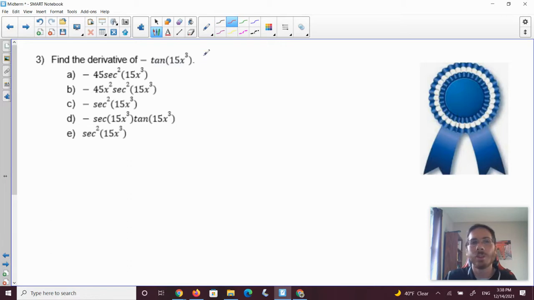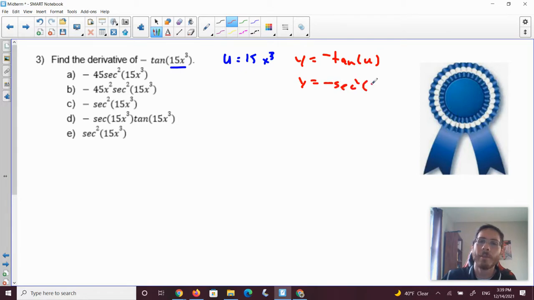So this is a chain rule question. So in this case, we want u to be 15x cubed, because that's the inner function. The outer function y is going to be negative tangent of u. So derivative of tangent is secant squared. The negative sign just hangs out front. It's like multiplying by -1, so that's the constant multiple rule. But du is going to be 45x squared for the power rule. So 3 times 15 is 45.